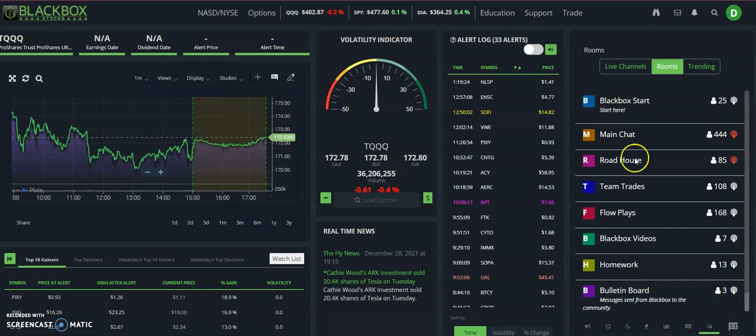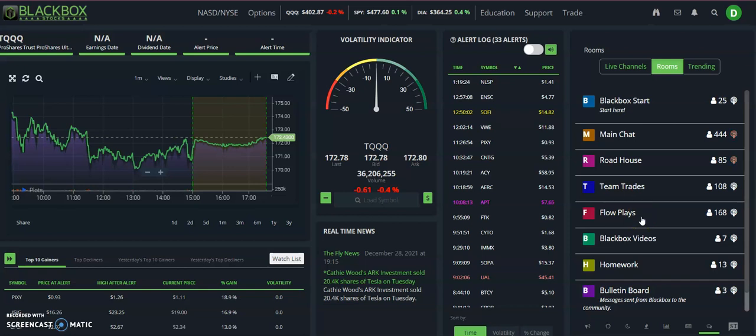And so they have several rooms. They also have team trades. Their moderators will put out trades that they are taking, not as a buy or sell or anything like that, just kind of showing, hey, I'm getting in this trade, and this is how I'm doing it, and this is how I'm making my entry. This is where I'm making it at, and this is where I'm taking my exit at. Flow plays right here. You'll see that this is for the option side of the platform.